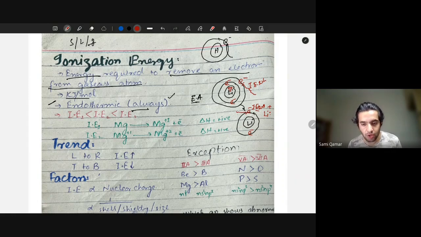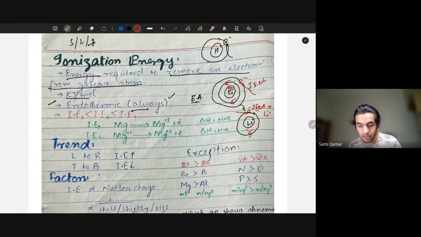Now we removed one electron. So now what happens? Three protons are attracting two electrons. What does that mean? The nucleus's hold is stronger on the electrons. So it means that we have to give more energy to remove that electron. This is why the nuclear force will be more. So that's why, to remove this electron, we will need more ionization energy.